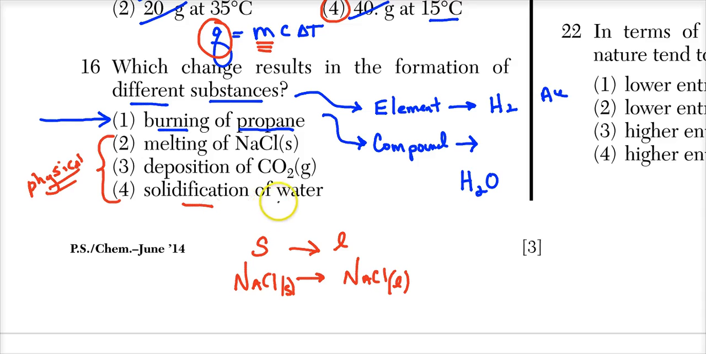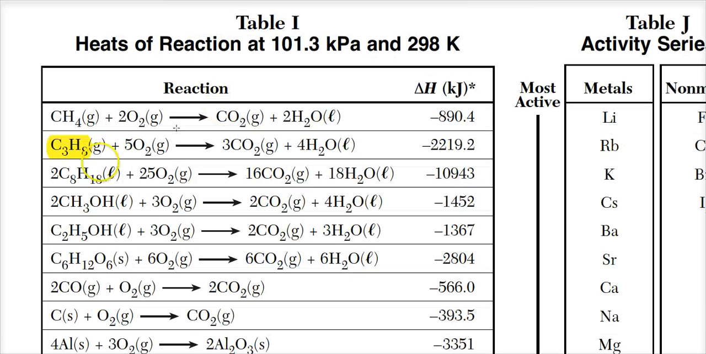Solidification is the freezing of water. You're not changing the chemical formulas when you make them into a solid, liquid, or gas. But burning of propane is clearly a chemical change. They call this combustion, and it's outlined in Table I as well. You should know in Table I, the first and third of all these reactions are combustion reactions.